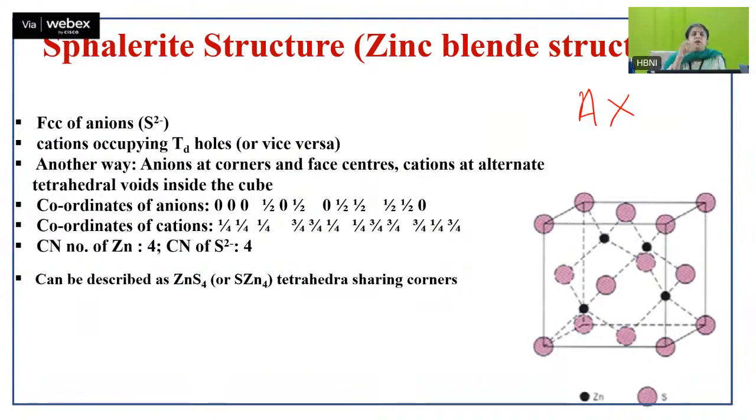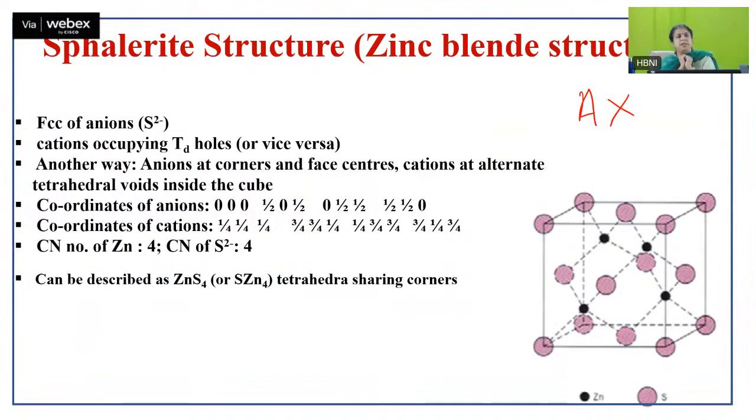This is because the interstices, or holes, tetrahedral and octahedral holes, will be smaller than the ions which are forming the close packing. Normally anions are bigger and cations are relatively smaller. If I am forming a lattice of the bigger balls, it is easier to place the smaller balls, but vice versa is not possible. So by convention, we say that anions form the close packing.